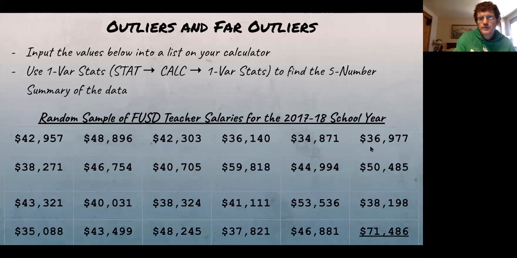Since your stat plot is already set up to have all of the data in it, and it's already referring to list one, if you add that data point in and construct the box plot one more time, then it'll automatically update and show you what it looks like with that new data point put in.